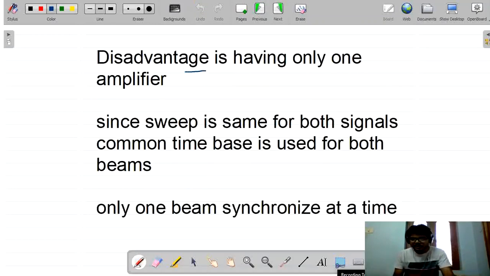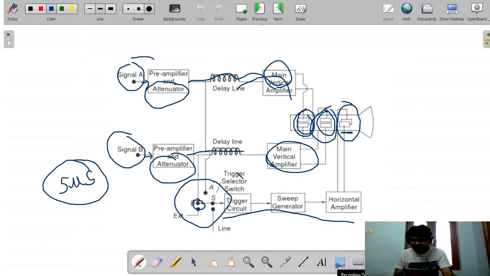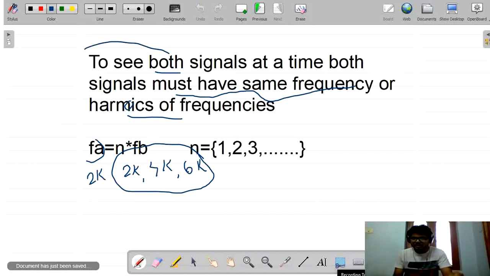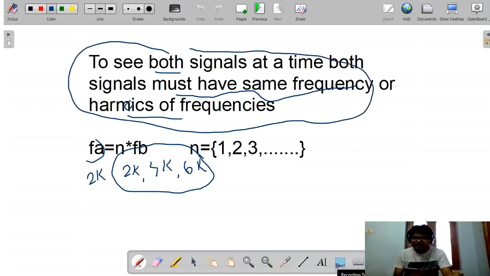Now, the main disadvantage is that it has only one horizontal amplifier. Since the sweep is the same for both signals, it has only one sweep generator. We have a common time base used for both beams, and only one beam is synchronized at a time. Due to this condition, we must have two signals of the same frequency. This is the concept of the dual beam oscilloscope, guys.